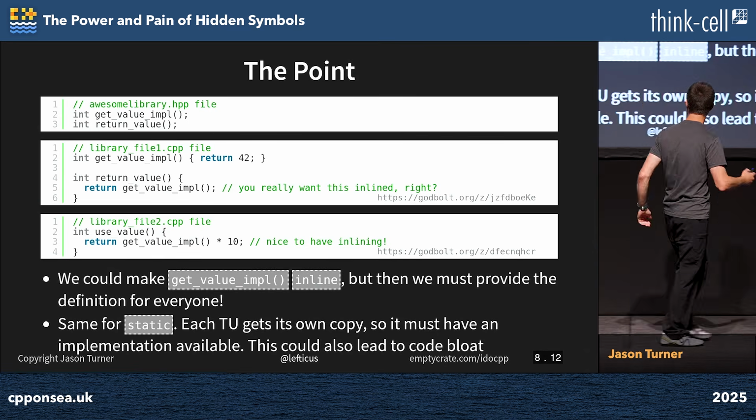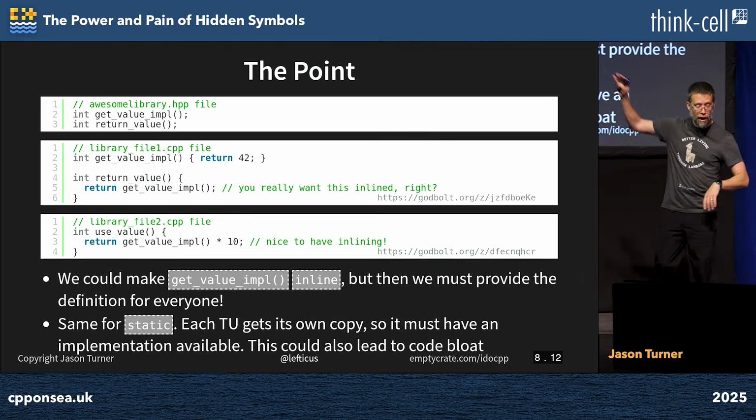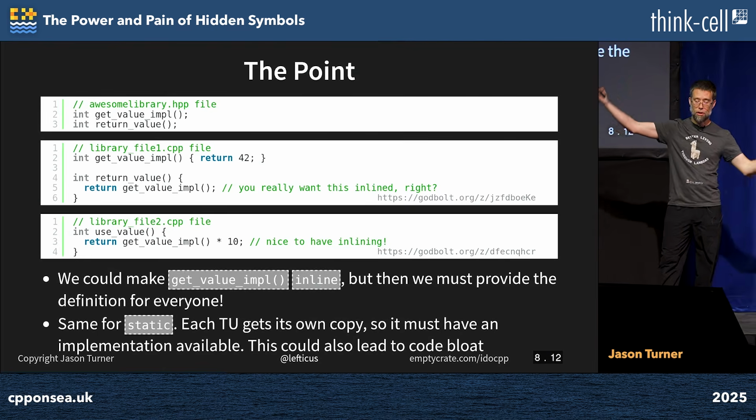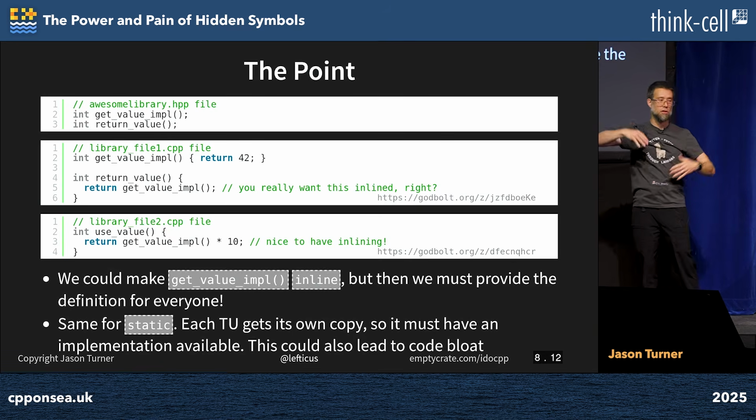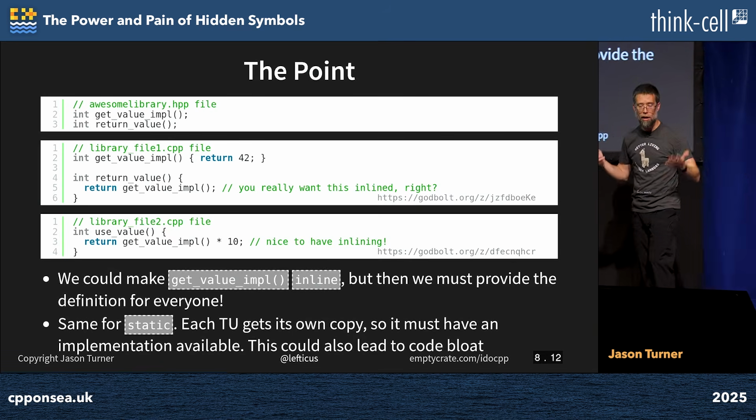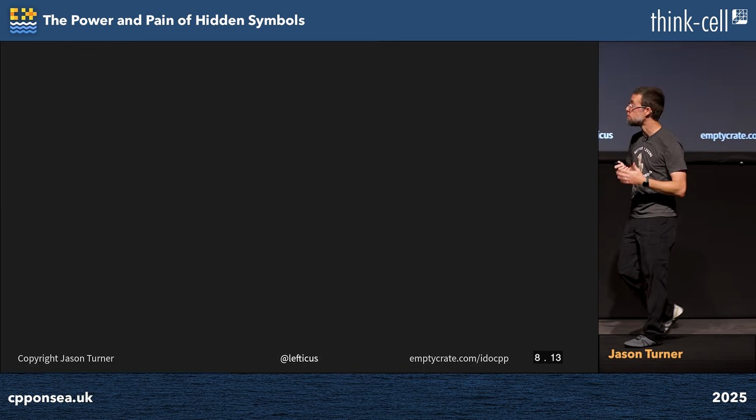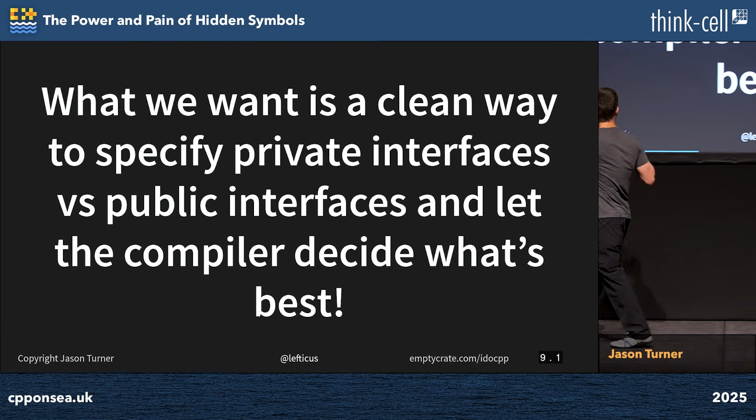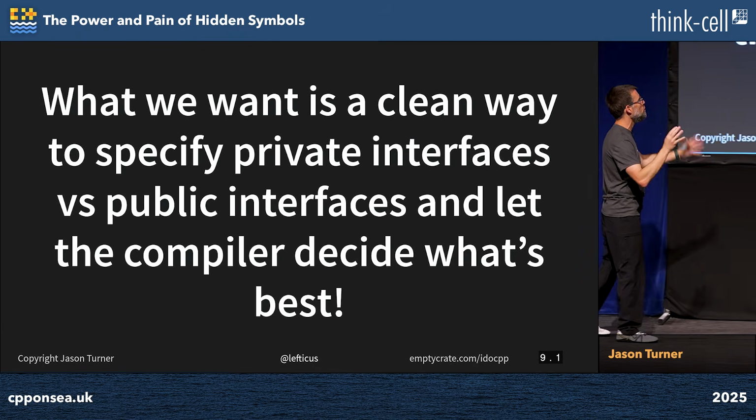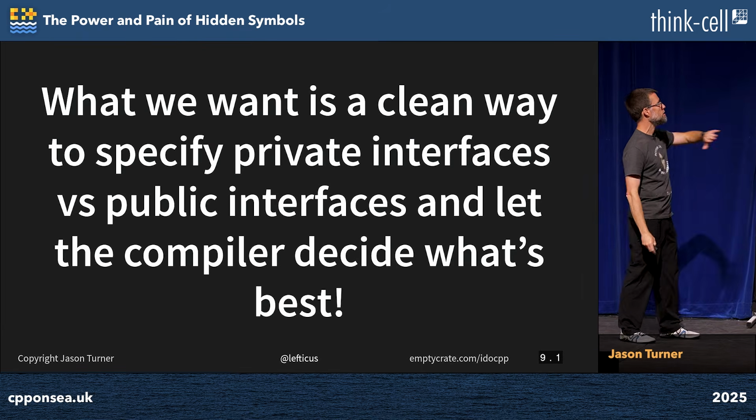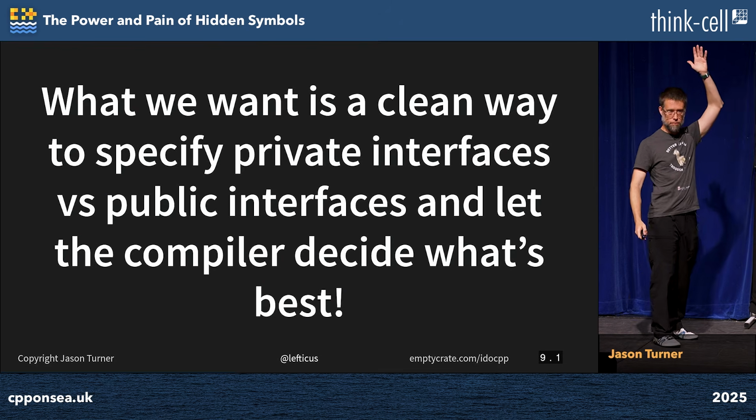Or I could make the thing static, but each translation unit would need its own copy. It would have to have its own implementation also. This is not what I want. I want the best of both worlds here. That's what I'm aiming for. I want some clean way to specify private interfaces versus public interfaces and let the compiler decide what's best. That's what I want.